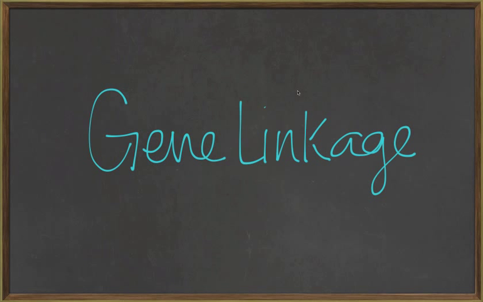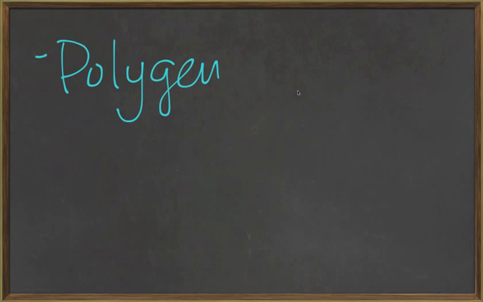In this lecture, I'm going to talk about gene linkage. I'm going to start from something that we have already talked about in the previous video that you watched on all the exceptions. Gene linkage is most often associated with polygenic traits, which are the ones that we talked about in class: hair color, eye color, height, those types of traits that you exhibit.